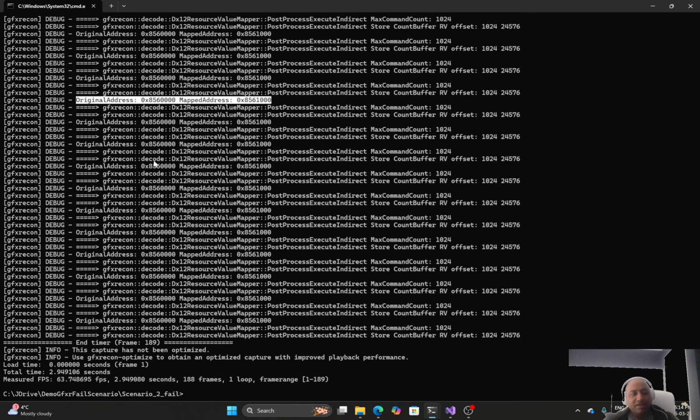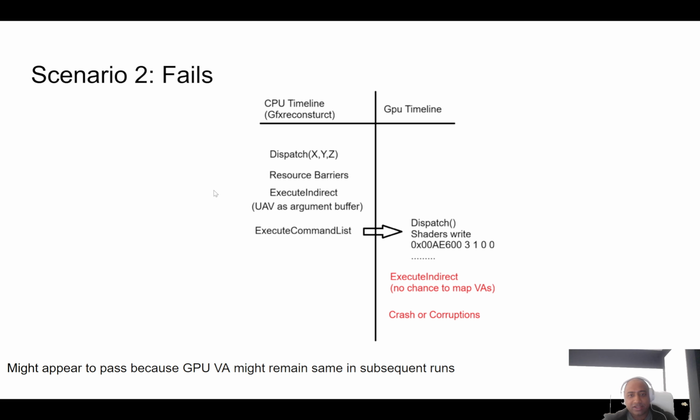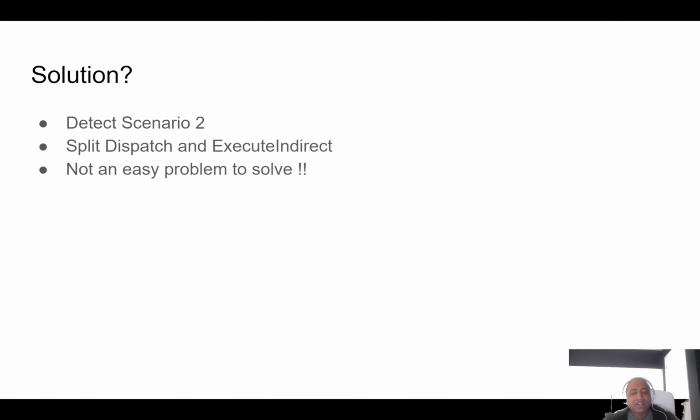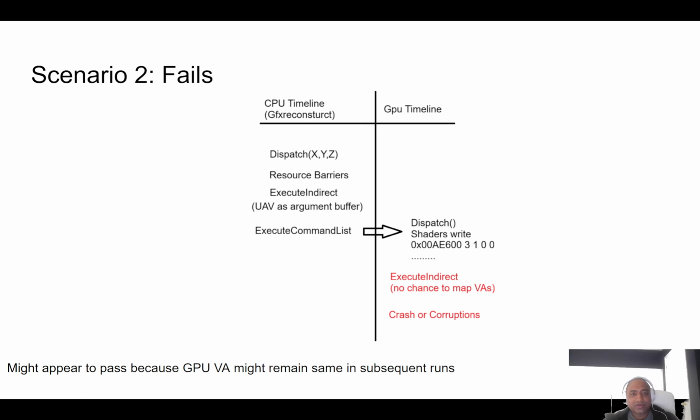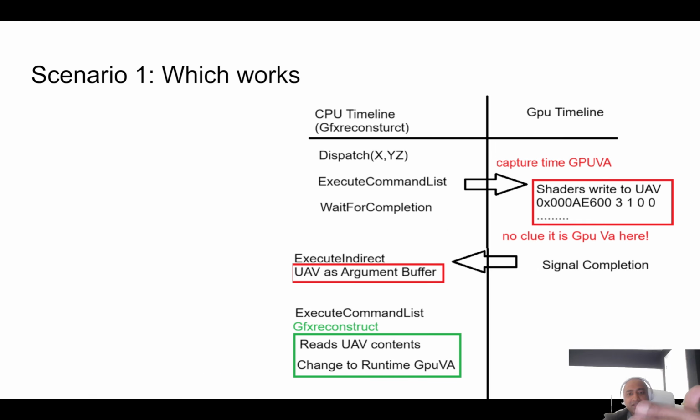But the values in the buffers, there's no way in this scenario that GFXR can intervene here and patch the addresses. So what could be the solution? We need to detect this scenario and split the dispatch and execute. So this scenario, we need to make it like the previous scenario. We need to detect and then insert this stuff so that we can patch on the CPU timeline.